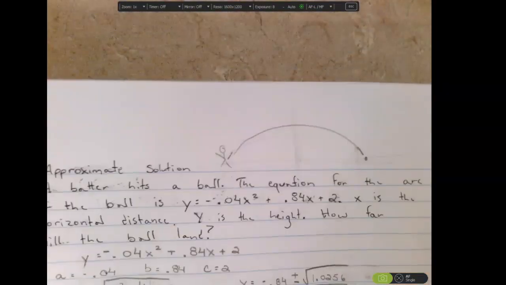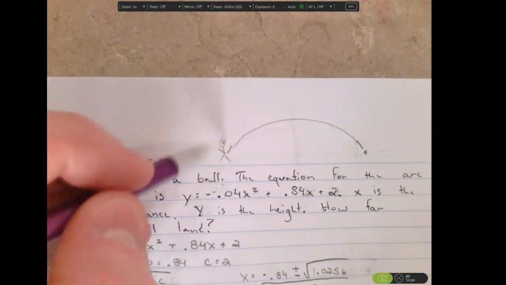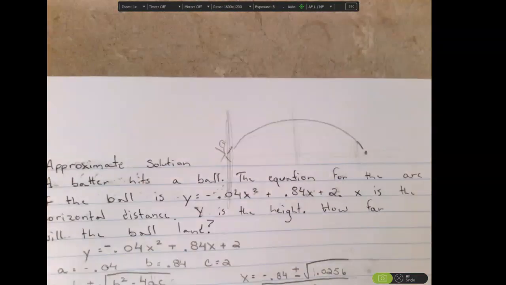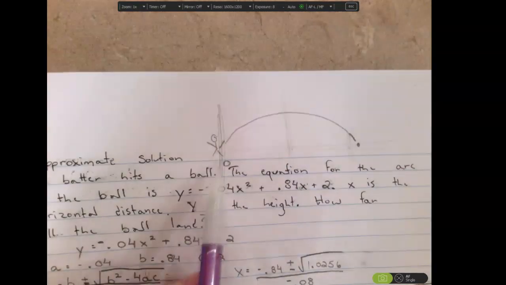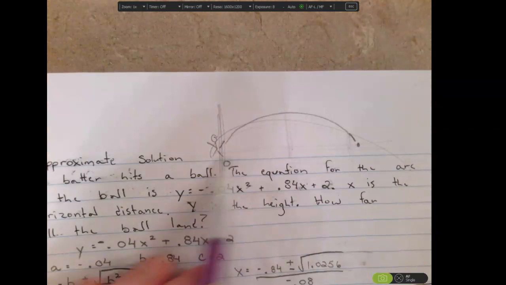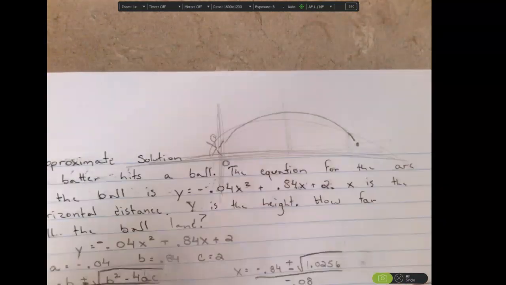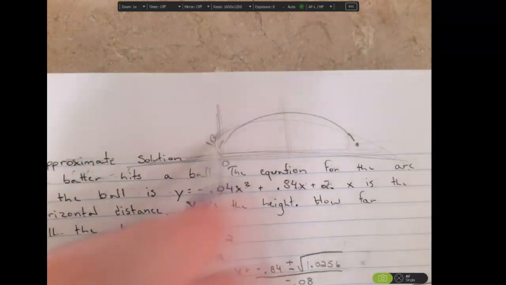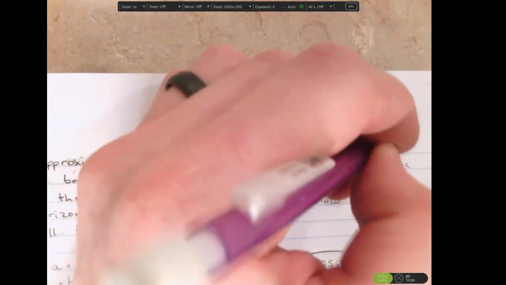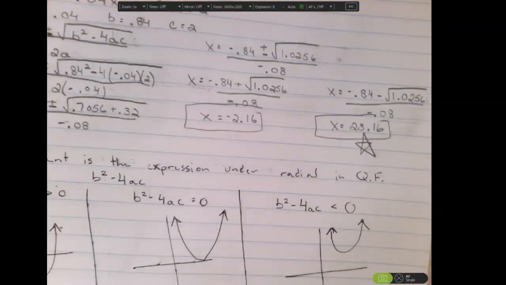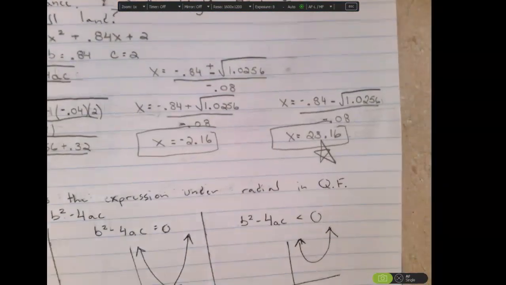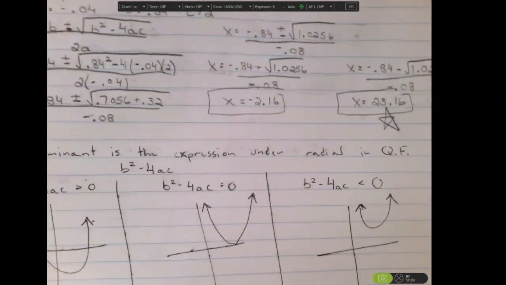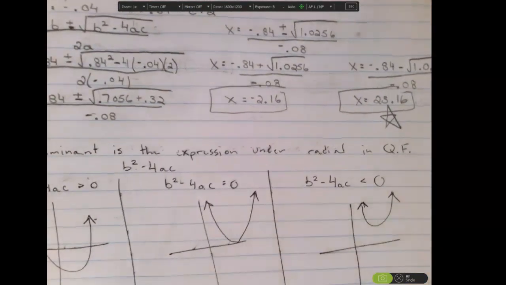Another way to think about it is, if you hit this ball, it's almost like this is where your y-axis is. So when you're hitting it at 0, you're going to hit the ball logically forward along the x-axis, so again, at 23.16. So again, x equals 23.16. So think about what you're dealing with, think about your problems, and that's going to help you with some of those approximate solutions, okay?